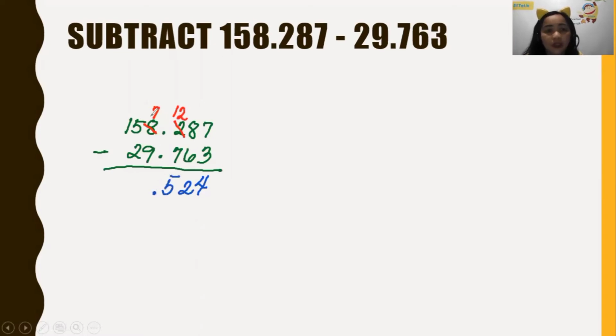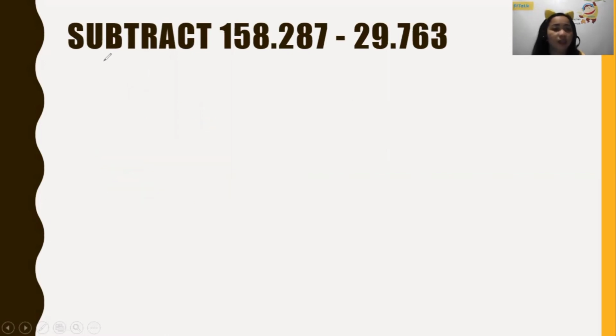Copy the decimal point. Can we subtract 9 from 7? 7 minus 9? Cannot be. So 7 will borrow 1 from 5. 5 will become 4, and 7 will become 17. So we have 17 minus 9 is 8. 4 minus 2 is 2. Bring down 1. So therefore, the answer is 128 and 524 thousandths. So that is subtraction with regrouping.